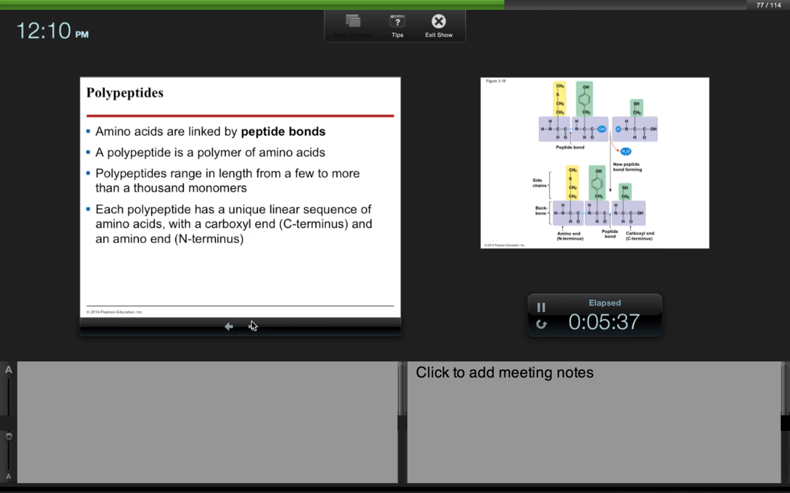Amino acids are linked by peptide bonds. A polypeptide is a polymer of amino acids. Polypeptides range in length from a few to more than 1,000 monomers. Each polypeptide has a unique linear sequence of amino acids with a carboxyl end, which is the C-terminus, because the carboxyl has a carbon, and an amino end called the N-terminus, because the amino end has a nitrogen.